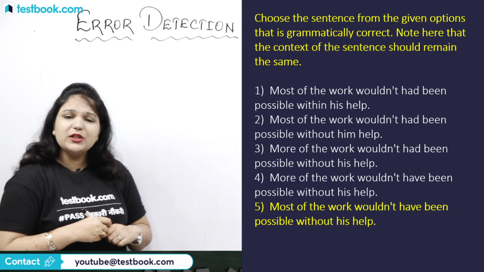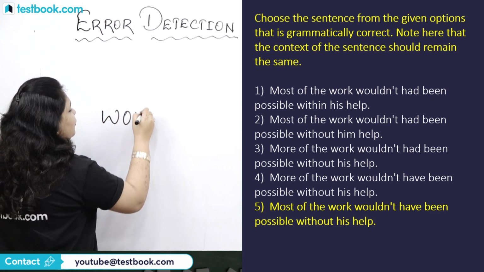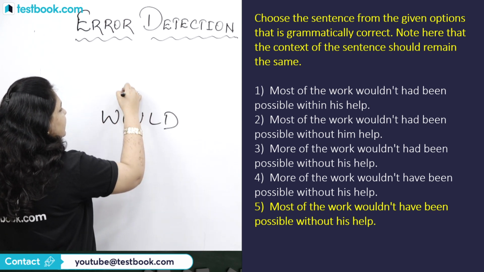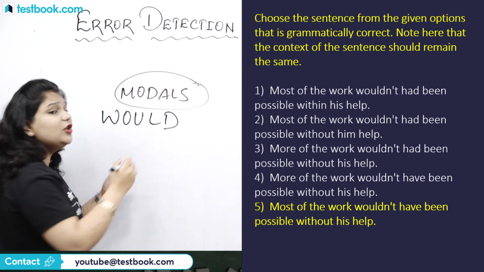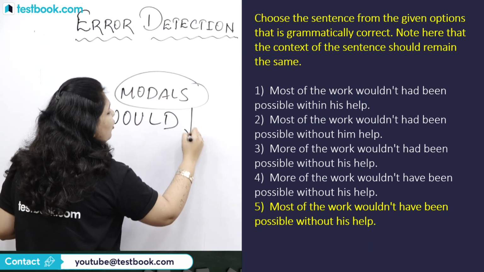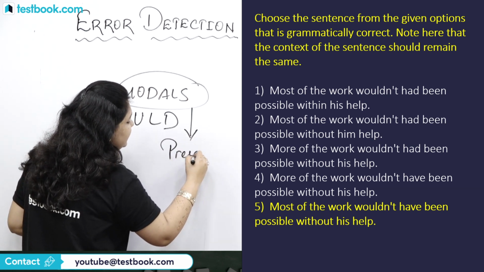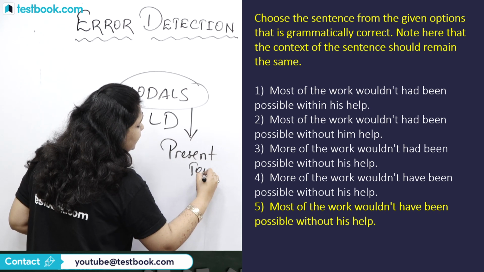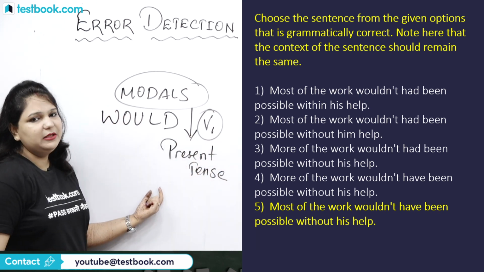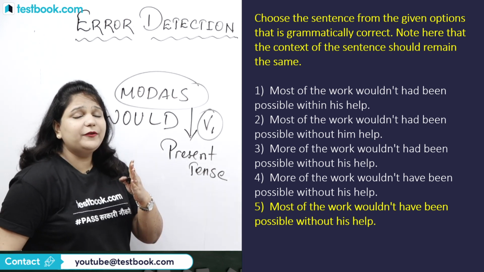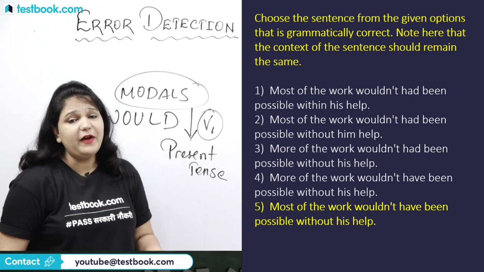The second thing which comes into context is after would. Now, would is what? A modal. If you are following this whole series, we know after modals what we are going to use: generally the present tense, or in other words, the base form of the verb, that is nothing but V1. So that's why after would we require have been, right? Instead of had been, guys.